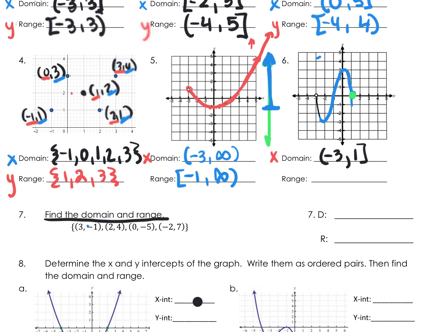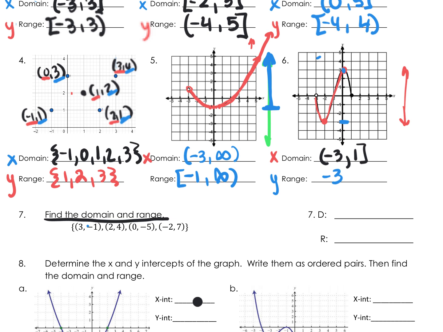For my range, we're going to go up and down. We want to see how high and how low my function goes. The lowest point is right here, and the highest point is right here. So the lowest point here, my y value, because the range is the y value, is -3.